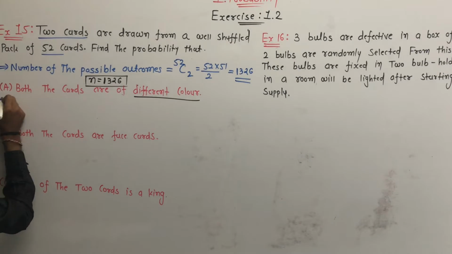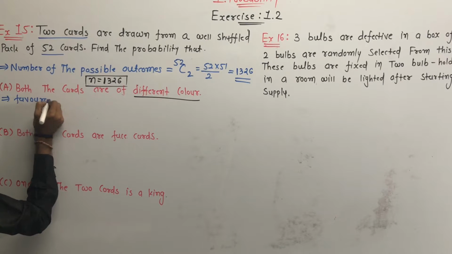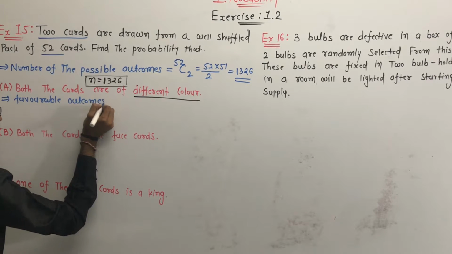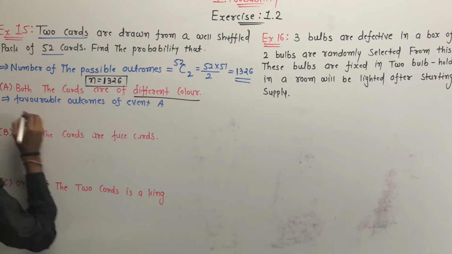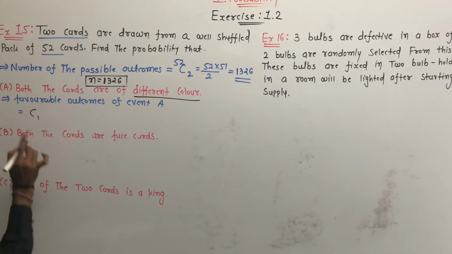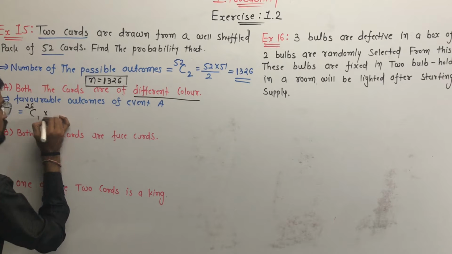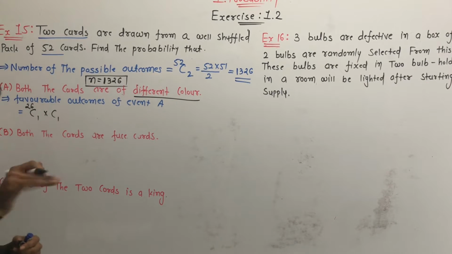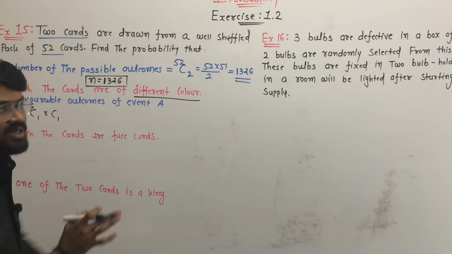So our event A is that both cards are of different color. The favorable outcomes of event A are equal to selecting one card out of 26 black cards and another card out of 26 red cards, because both cards are of different color.